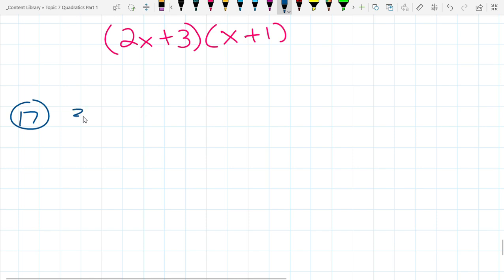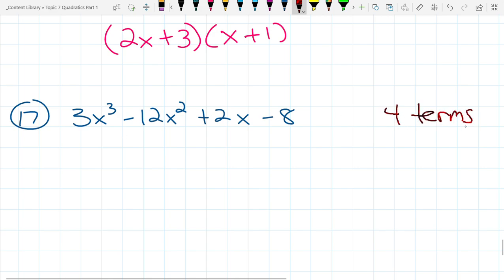Question 17, we have 3x cubed minus 12x squared plus 2x minus 8. No GCF. It's not set up for diamonds because you have 4 terms. And right when we know that there's 4 terms, there's only one thing to do, and that's factor by grouping.